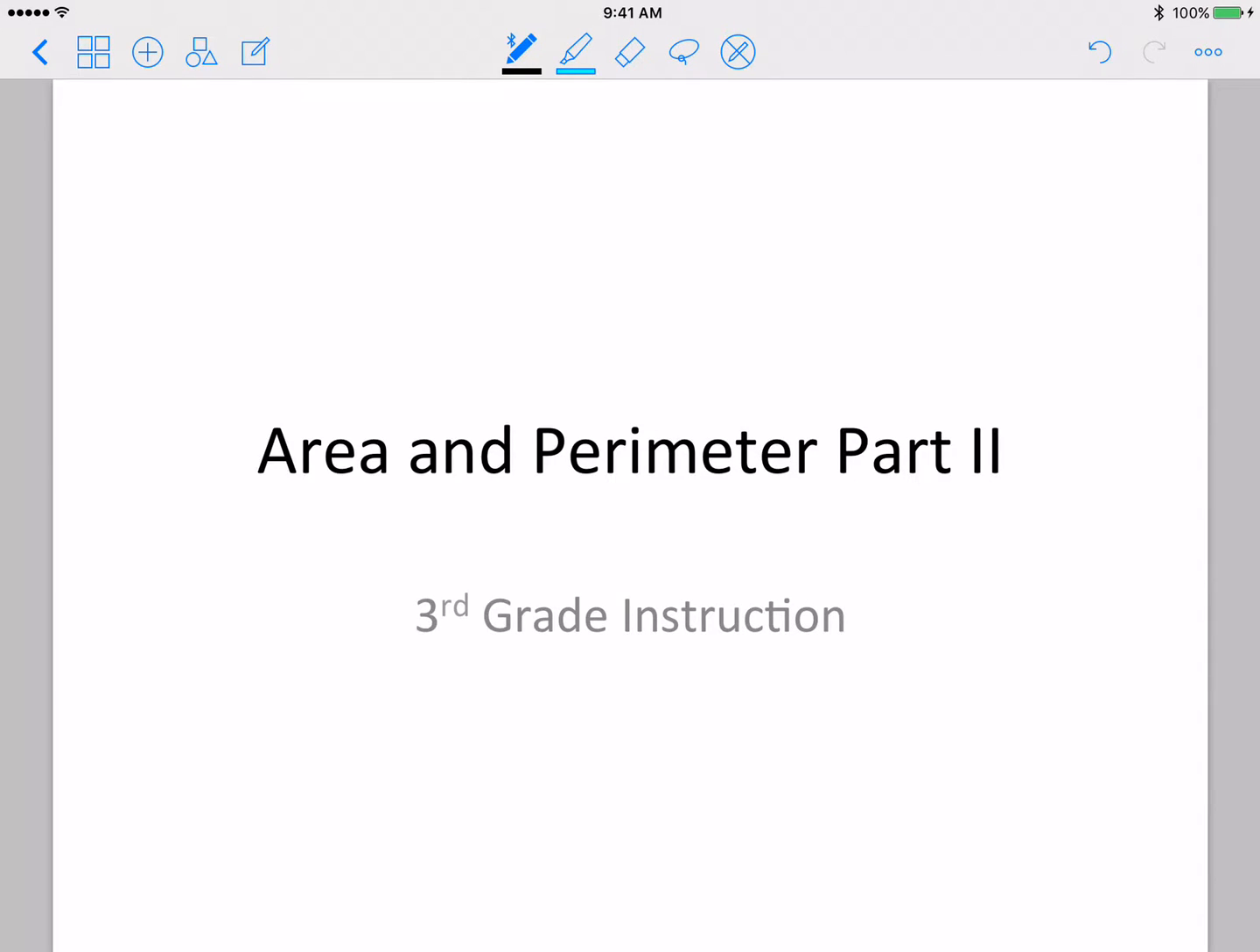Hello everyone. Today we are going to be talking about area and perimeter again. I've already made a video for part one, but this is just getting into more of the detailed problem types you might see in area and perimeter questions and units and applications. So let's dive right in.